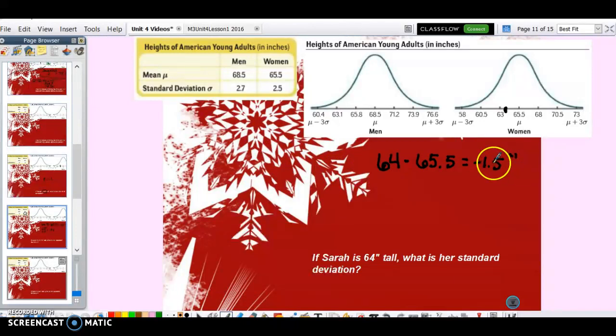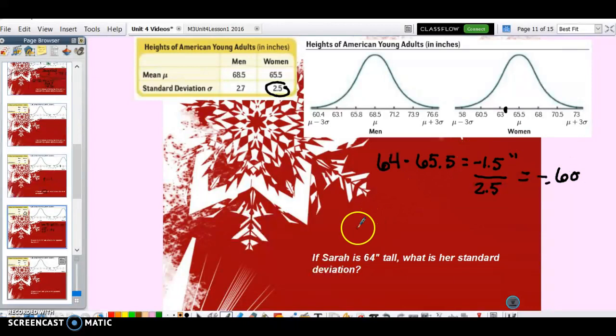I need to convert that into chunks of 2.5. Again, a chunk of each of these measurements is a 2.5 inch standard. So what portion of a 2.5 is -1.5? I'll divide that. So in this case, she is -0.6 standard deviations off the mean.